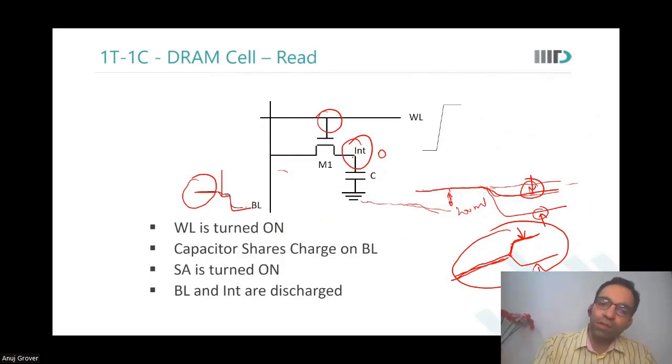Now, if the INT node stored 1, what would happen? The bit line would rise. Then once the sense amplifier turns on, it will take it to 1. Now this 1 on the bit line needs to transfer to the INT node. How would you do it?